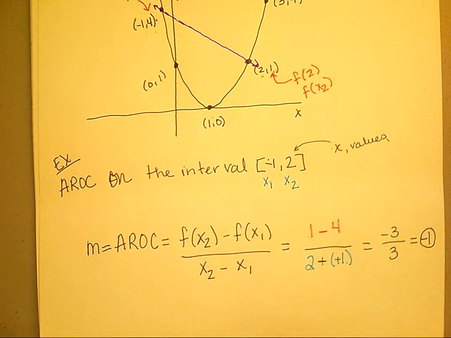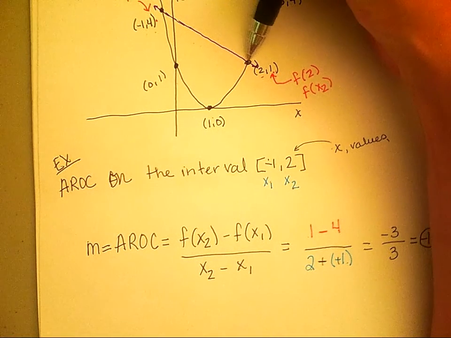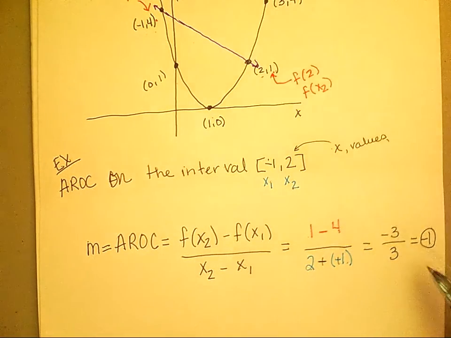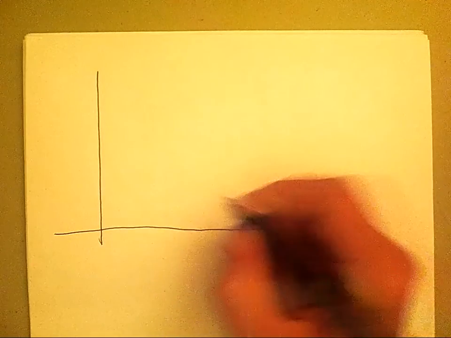Now we can just subtract. 1 minus 4 is negative 3. These become positive, so 2 plus 1 is 3. So the average rate of change here is negative 1, sorry. And that makes sense because, as we'll talk about, this line has a negative slope. It is decreasing. Okay? So this should be negative as well. So that's a specific example of how we do it using a graph.